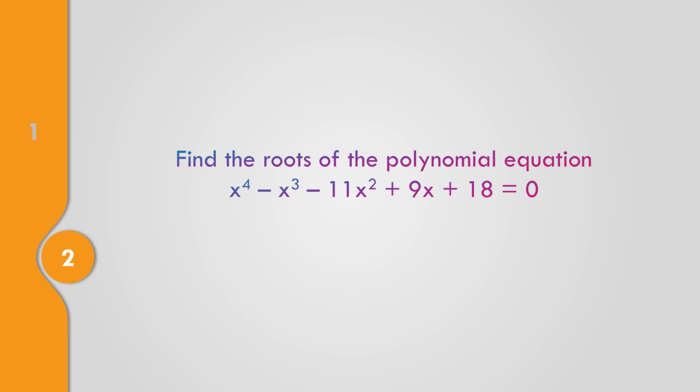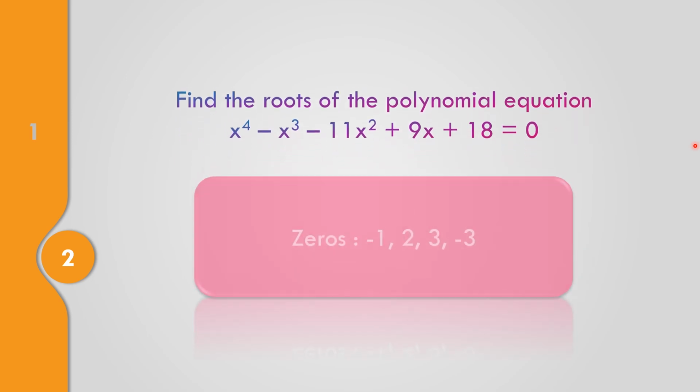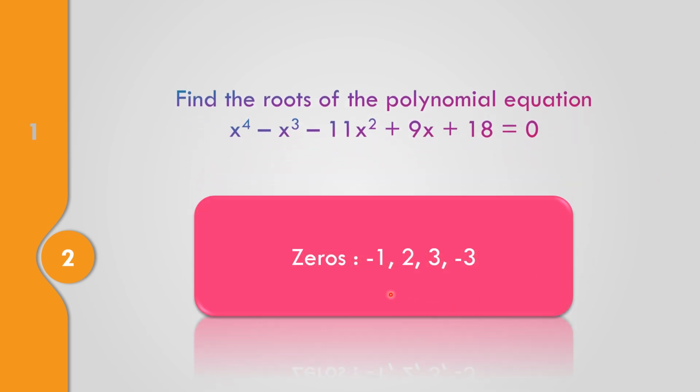Question number 2. Find the roots of the polynomial equation x to the fourth minus x cubed minus 11x squared plus 9x plus 18 equals to 0. What is the answer? Correct. The answers are negative 1, 2, 3, and negative 3 in any order.